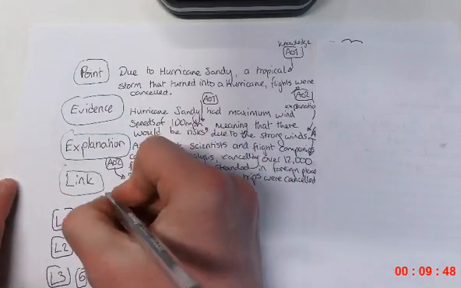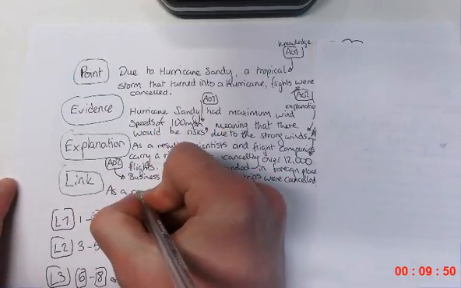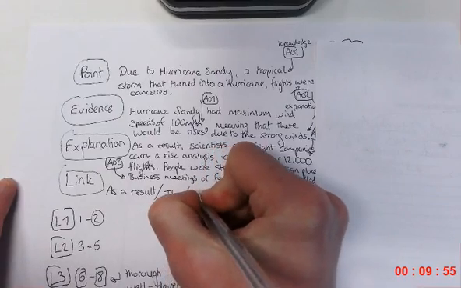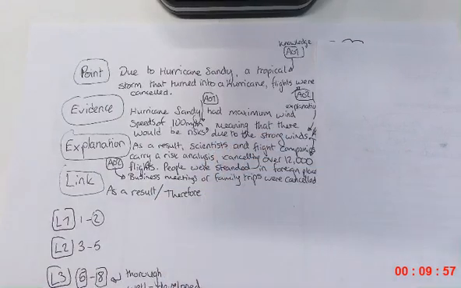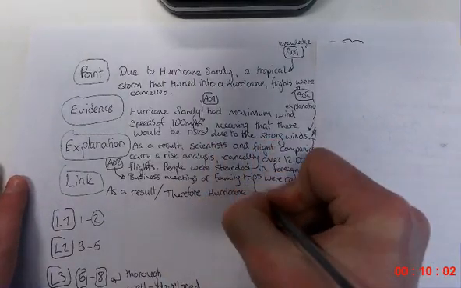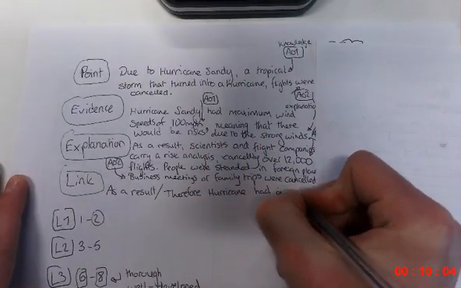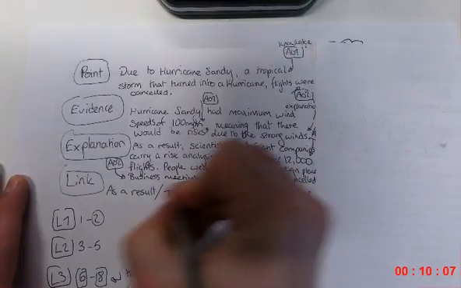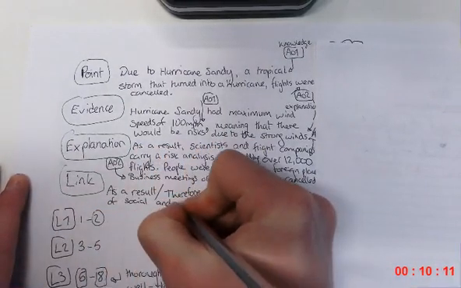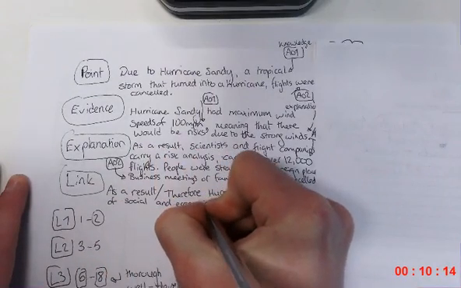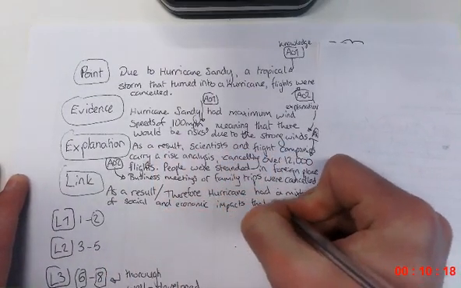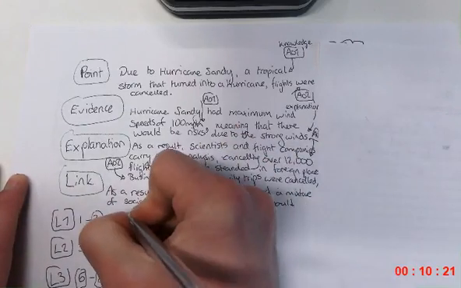And then we want to link back to the question. As a result, or we've said that earlier on, so you could say therefore. You could say Hurricane Sandy had a mixture of social and economic impacts that could affect the country's development.